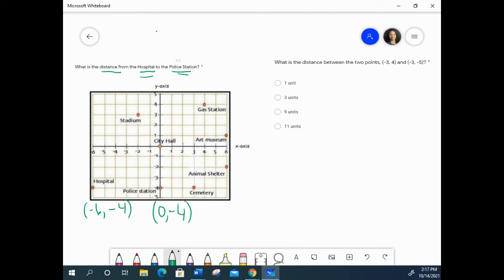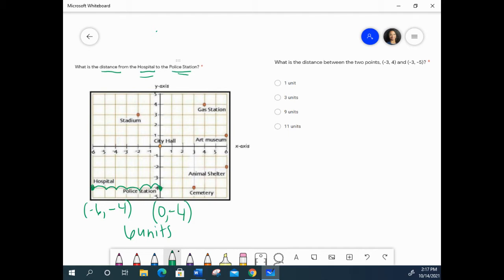So now that we have this, we can figure out how far away the hospital and police station are. So if this is the hospital and this is the police station, how many units would it take to get to either of those? So if I was at the police station, it would be 1, 2, 3, 4, 5, 6 units. 6 units would be my answer.